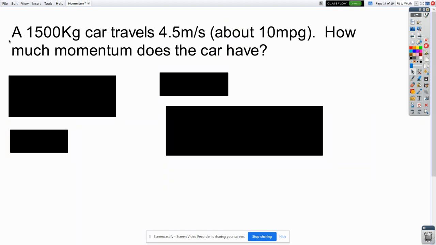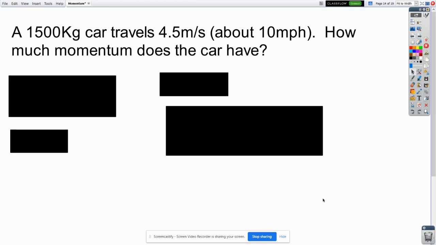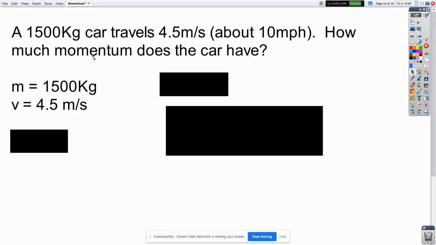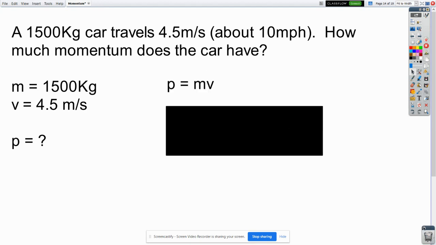Let's look at velocity now. A 1,500 kilogram car travels 4.5 meters per second. That's about 10 miles per hour. Not mpg, mph. How much momentum does the car have? Very similar problem. Doesn't say mass this time, but again, kilograms measure mass. Meters per second measure velocity. We want to know how much momentum it has. Only one equation fits that at this point. P equals m times v.